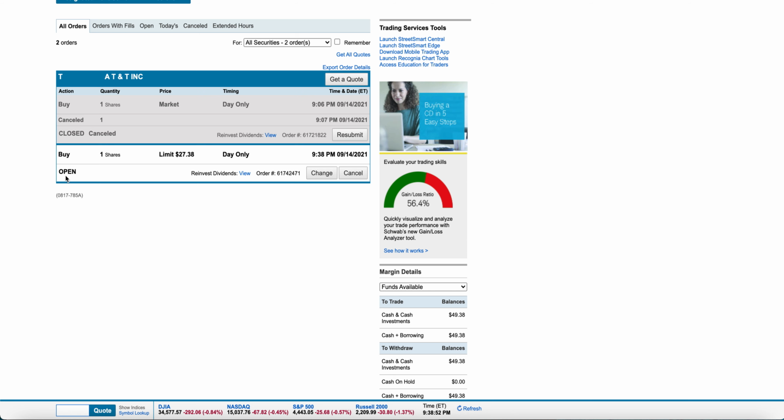Open means that stock request has not been filled yet, and it's still trying to get that stock order filled. And it'll stay open until it buys it at the price I want. Let's say the price is $30 tomorrow, and my request for $27.38 is too low, it will basically stay open. It will never get filled. And in that case, you would have to click on change, and then you would go back and put in a new price.